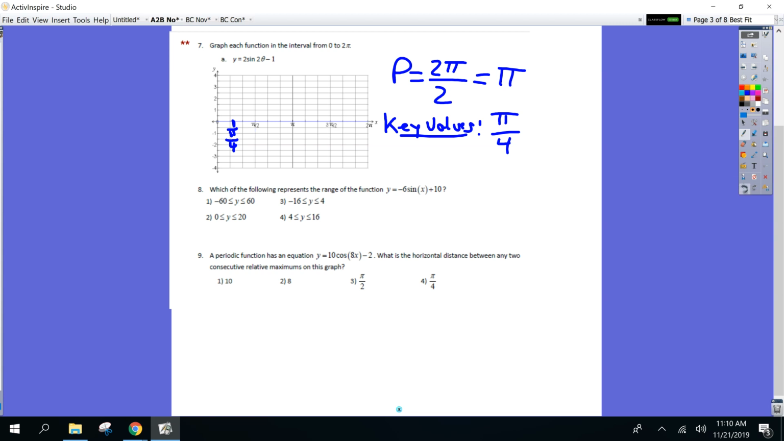3 pi over 4. What's next? 4 pi over 4, which is pi. Keep going. 5 pi over 4. What's next? 6 pi over 4, which is just this one right here. And then last one I got to mark, 7 pi over 4. Now, I will not have the axes filled out for you tomorrow. You'll be doing that on your own. I know this probably confused you guys because it was already filled in and you needed more than that.